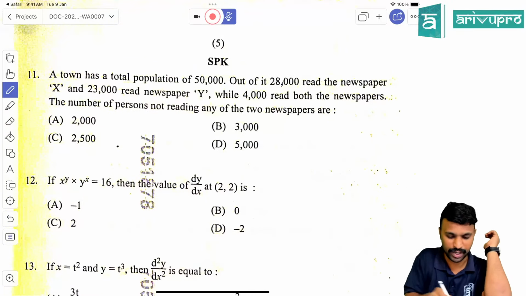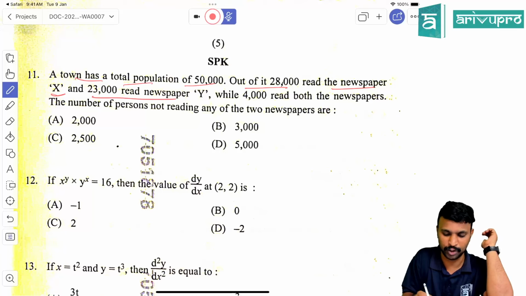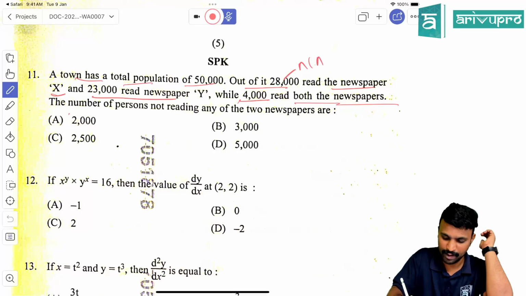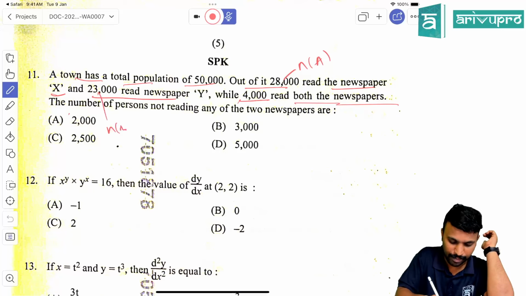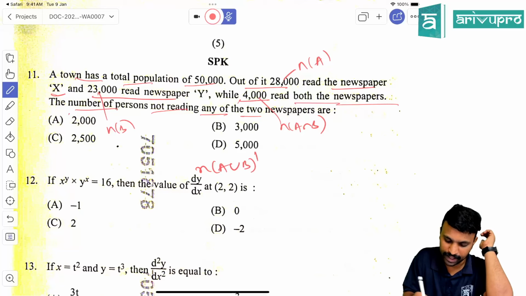Right? Next question. A town has a total population of 50,000. Out of it, 28,000 read newspaper X, and 23,000 read newspaper Y, while 4,000 read both the newspapers. That means they have given N of A, N of B, and both means N of A intersection B. Now, what is it that they're asking? The number of persons not reading any of the two newspapers. That means neither A nor B. This is what you're asked.